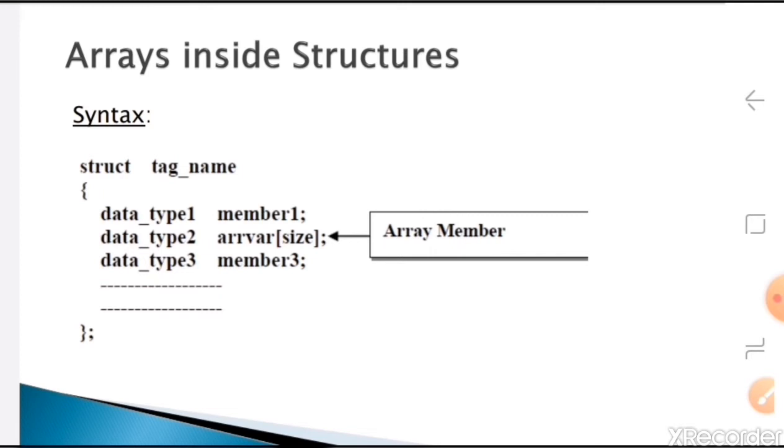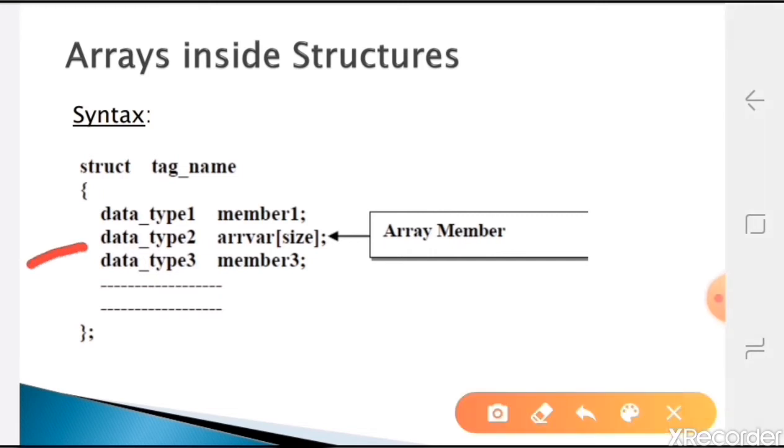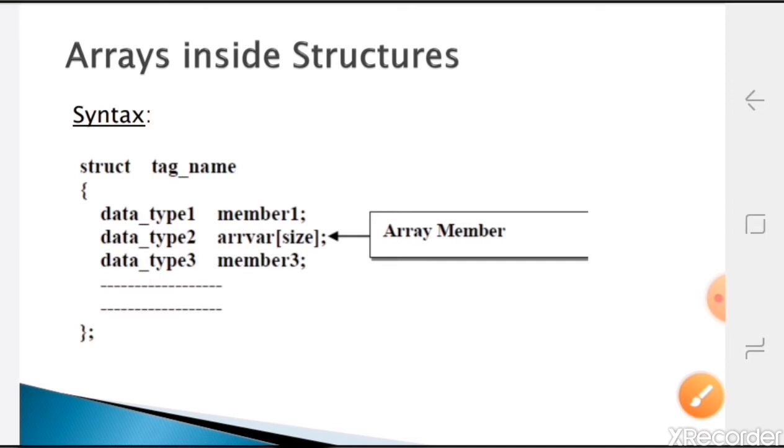For example, the syntax will be: data type 2 we're defining as a double, then the array variable name, and in brackets we are giving the size. So whenever we are declaring a data member, that member will be declared as an array. That is nothing but an array inside a structure.